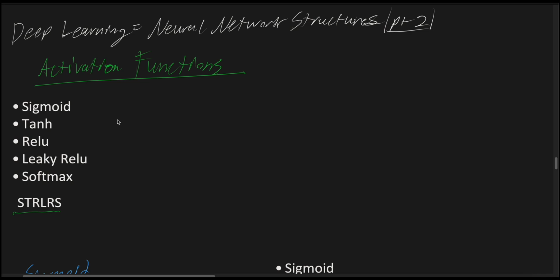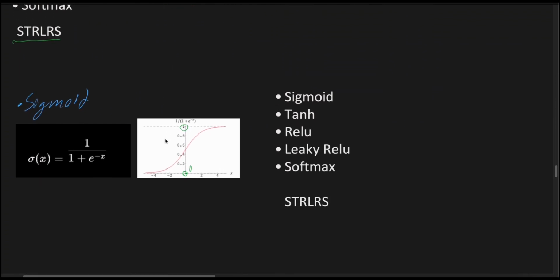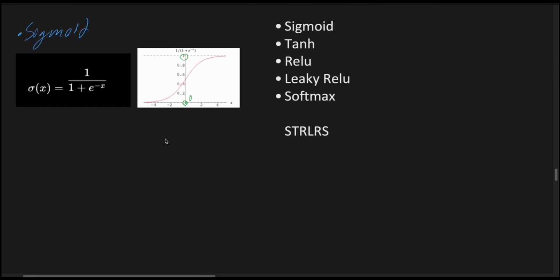So to start with activation functions, the most common ones are typically going to be sigmoid, the hyperbolic tangent function, the rectified linear unit or ReLU, the leaky ReLU, and softmax. And I have the following acronym down here for memorization, STRL-RS. You can make any type of acronym you want to memorize, but this is just a brief overview, and we'll be going further in depth for each activation function. And to start, the first one to explain will be the sigmoid function.